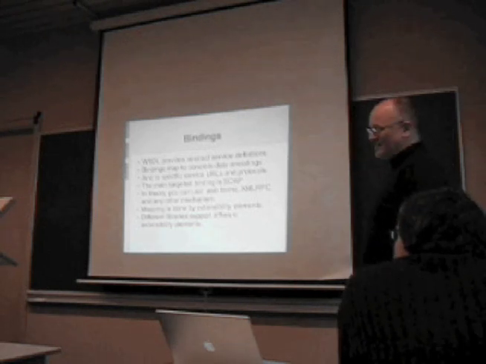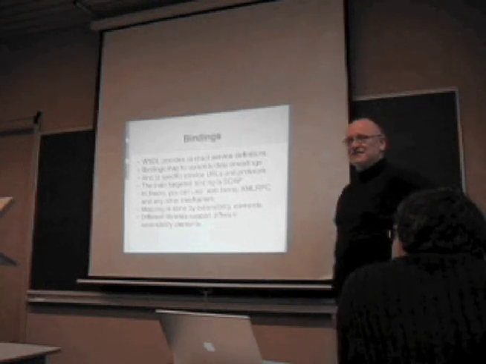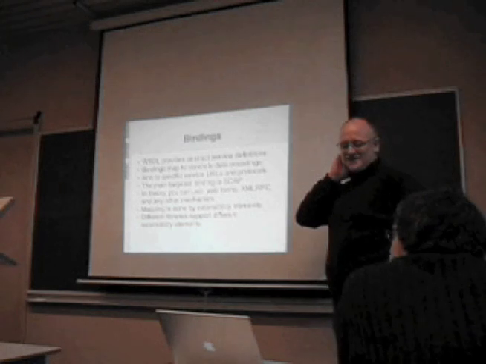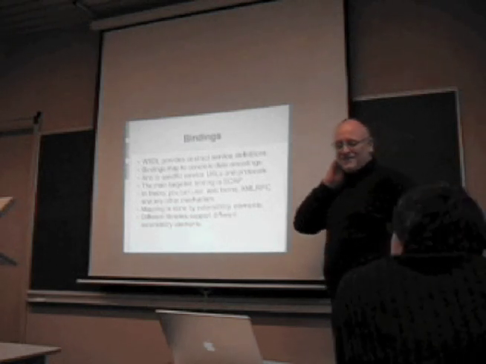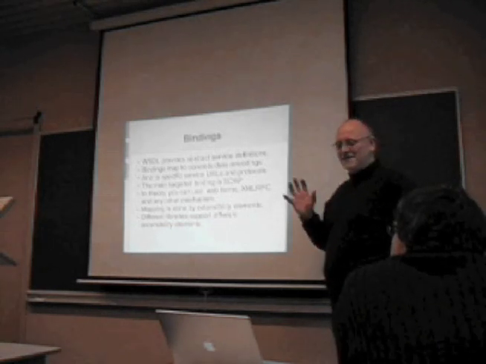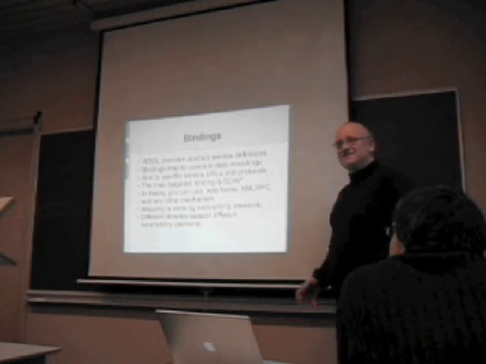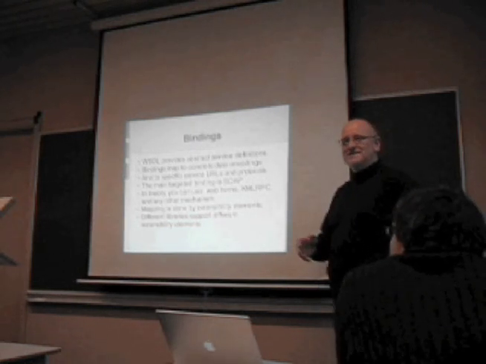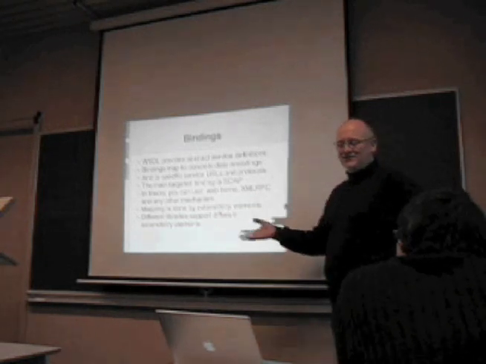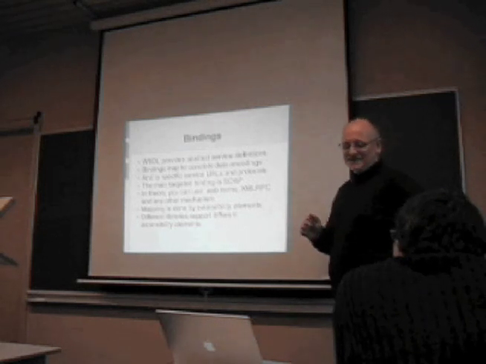Right, what does it do? WSDL provides an abstract service definition for some sort of service you want to offer to other people generally via an internet connection. It has bindings that map the abstract service definition to concrete data encodings and to specific URLs and protocols that you're going to use. It says HTTPS or HTTP or whatever, it says whereabouts the service is.